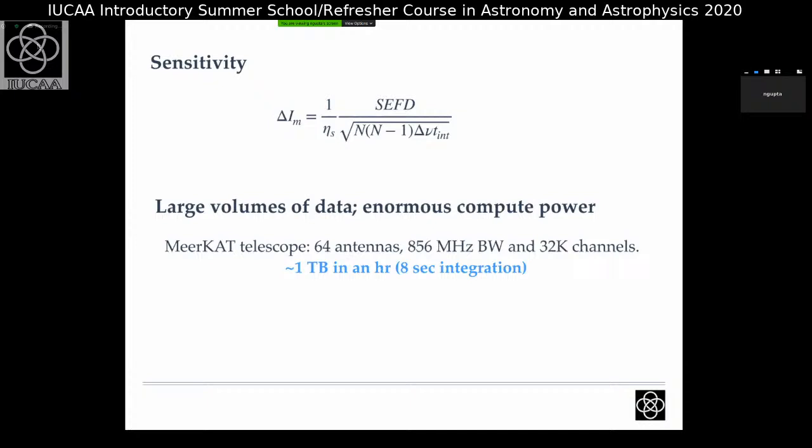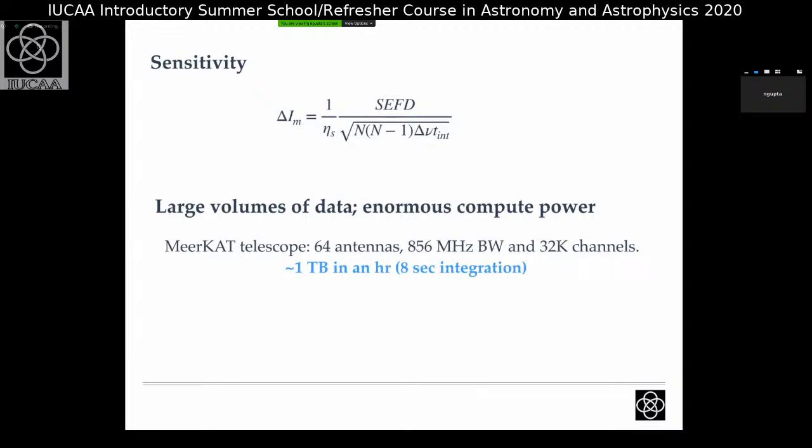But another complexity that we have to deal with when we have an interferometer is that we end up with large volumes of data, right? And it requires enormous compute power to make images using an interferometer. In the case of a single dish, it was just one dish and I'm getting just a data stream, but now each antenna pair is producing a visibility at any instant.